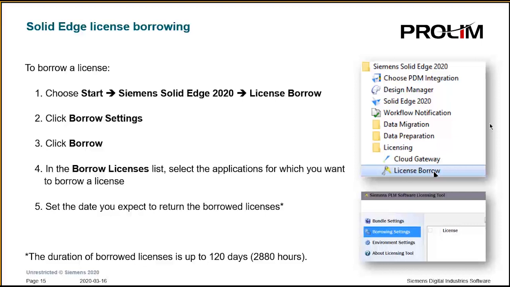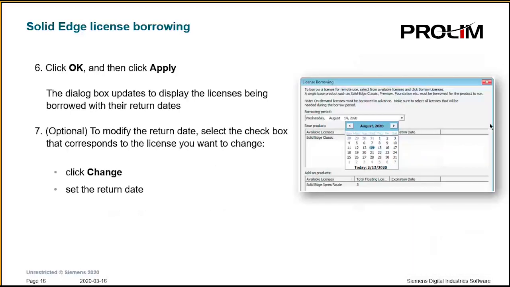In the borrow license list, select the applications for which you want to borrow the license. Optionally, you can set the date when you expect to return the borrowed license. The duration of borrowed licenses is up to 120 days. Then click OK, and the dialog box updates to display the license being borrowed.